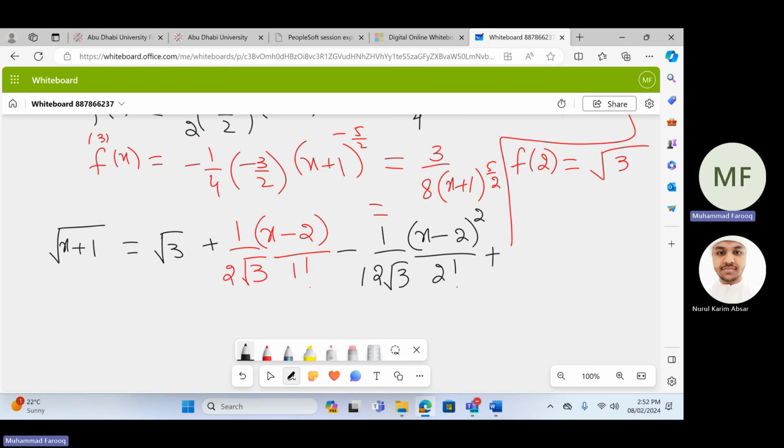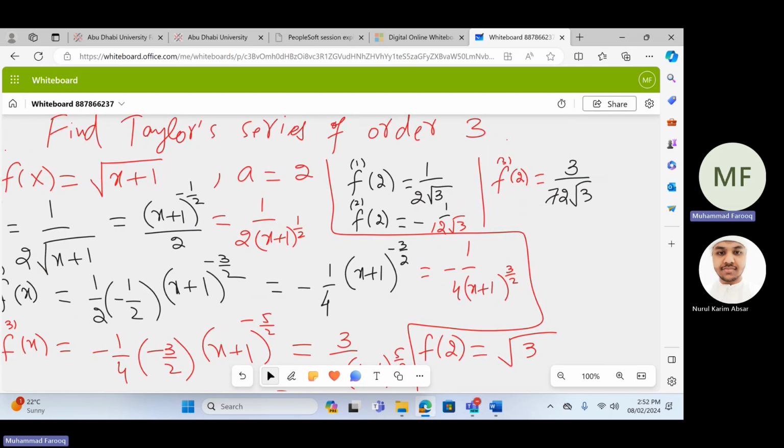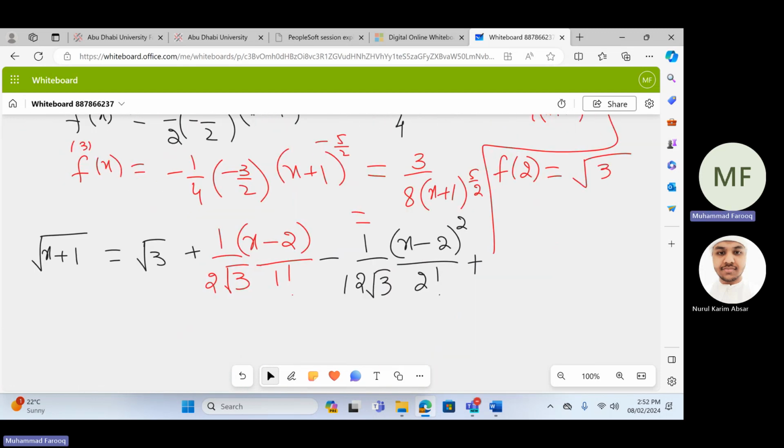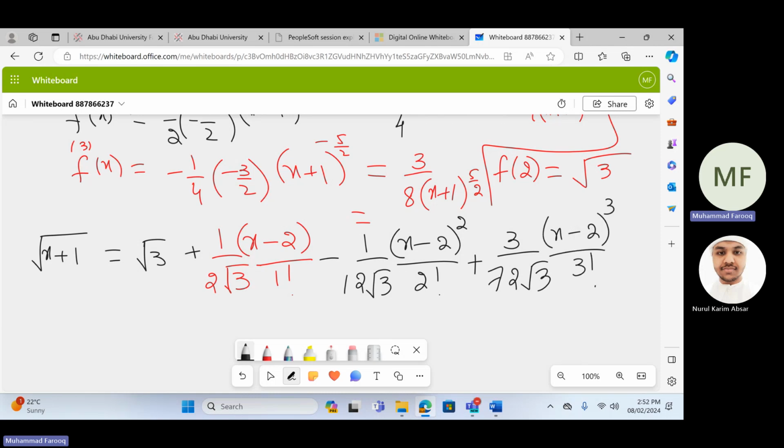Plus third derivative. What is the third derivative? I think you can cancel 3 and 72. Yes or no? 3 by 72 root 3. Don't worry, we simplify at the last. It will be 1/24. So 3/72 root 3 times (x minus a) power 3 over 3 factorial.